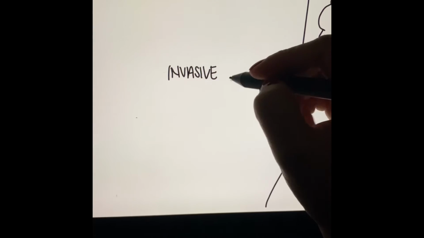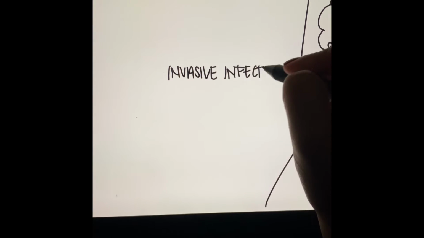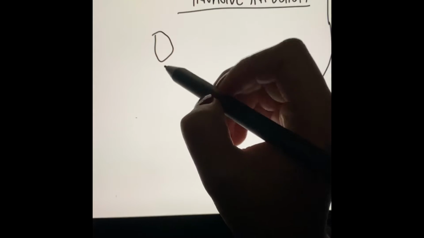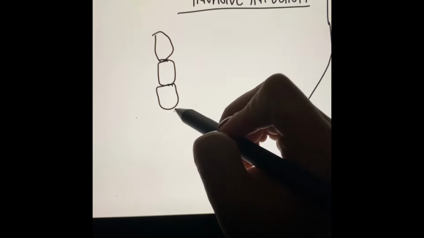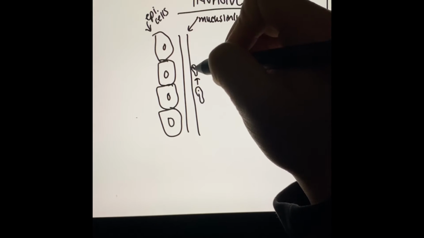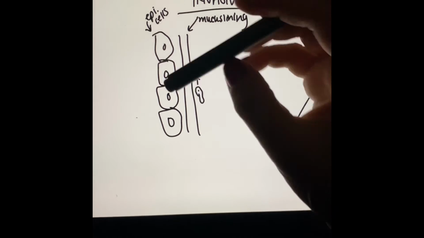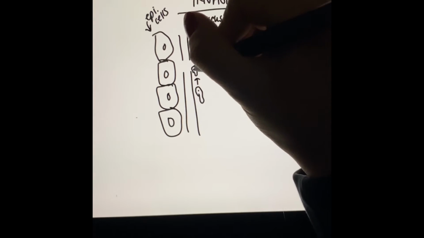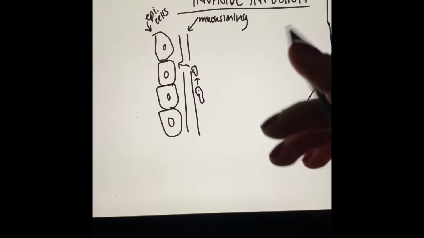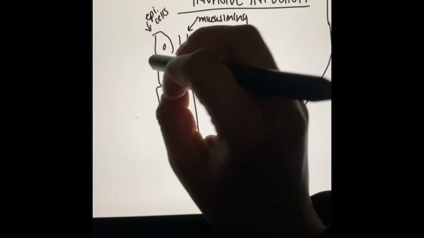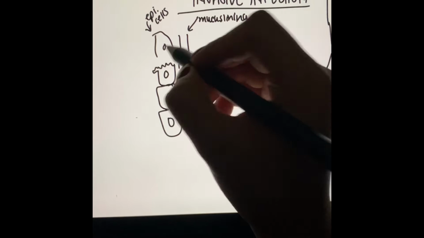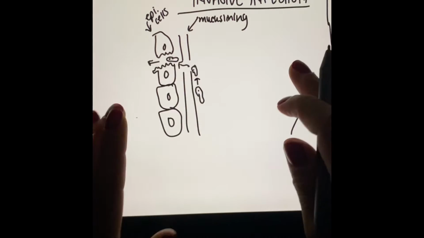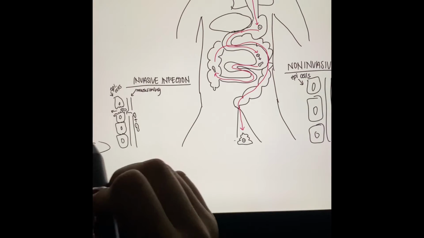The invasive infection here, I'm going to do the same drawing with the epithelial cells and the mucus lining of the large intestine. So what will happen here is that the trophozoites will invade and colonize the epithelial cells. They will cause damage and cause the cells to lyse and die. As you can see here, the cells are lysed. This is where ulcers will occur, the destruction of the epithelial cells.